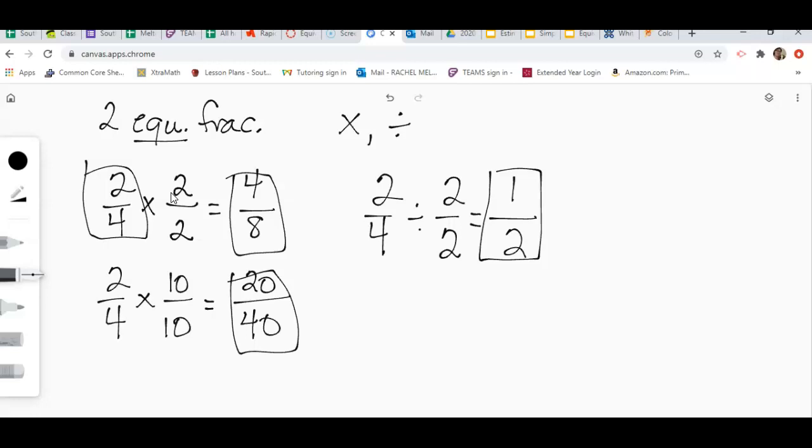Okay, but for the multiplying, I could choose any number. I could sit here and find equivalent fractions for 2/4 all day long if I wanted to. Okay, it's just a matter of making sure that I'm multiplying the top and the bottom the same.